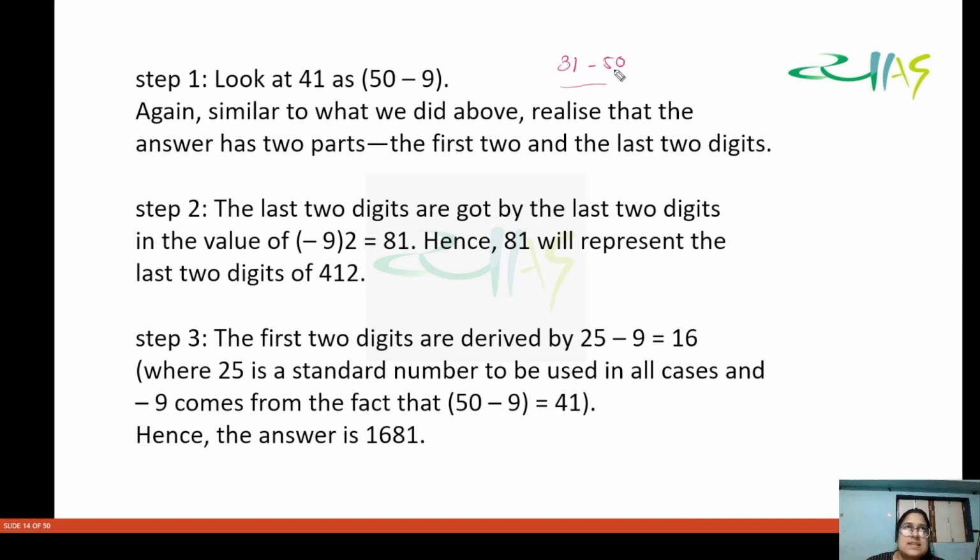So let's just see for, let's say, 48 seems to be a bulky number. Okay, now what are you going to do here? Just do 50 minus 2. It will be what? 48.